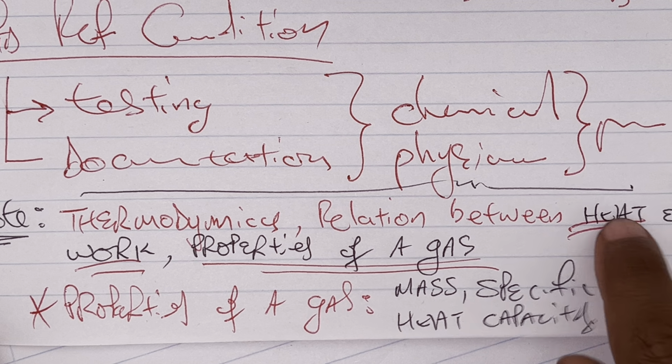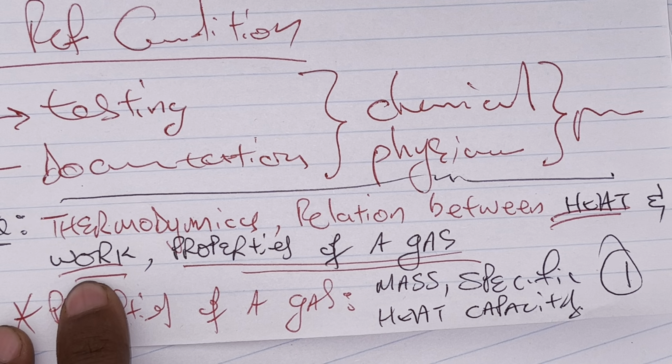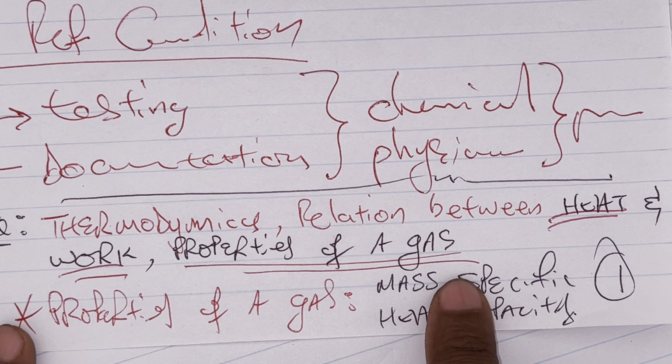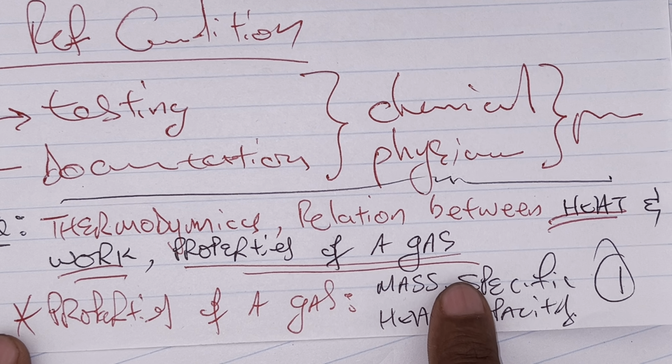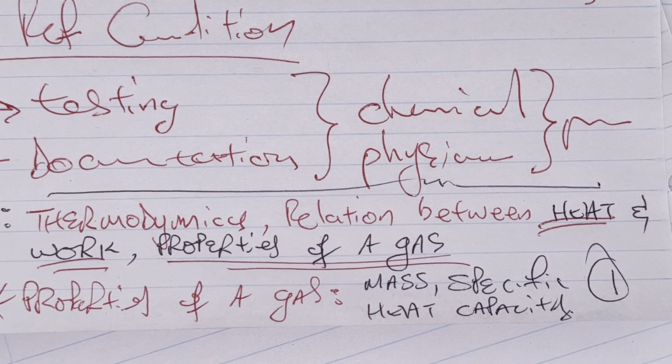What are those 3 things? Heat, that's the first thing. Work, that's the second thing. And then properties of a gas. That's it. Heat, work, properties of a gas. The moment you talk about those 3 things, essentially you are talking about thermodynamics.